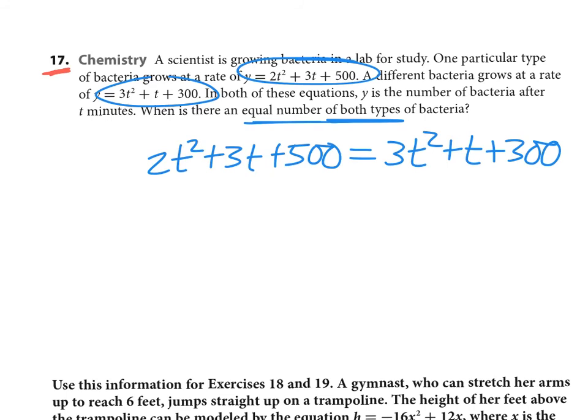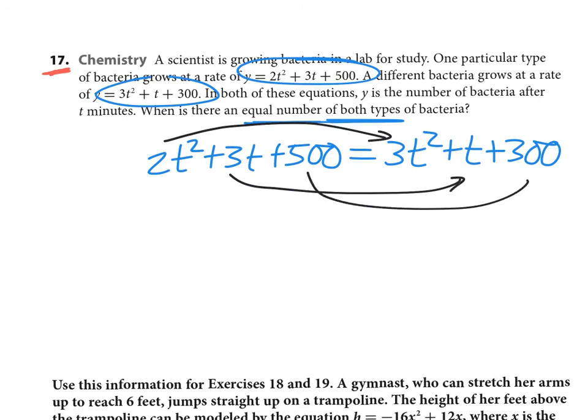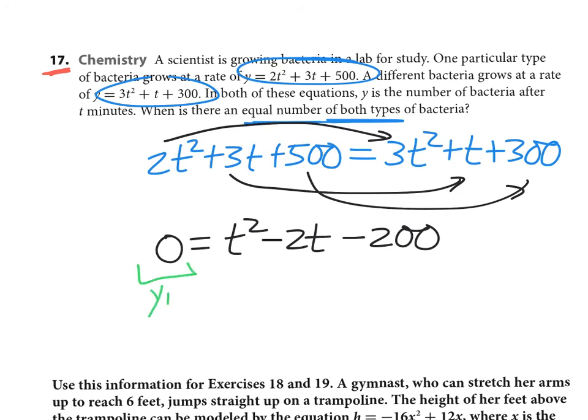You can either do this as y1 and this is y2 and find where those intersect. I'm going to change mine up a little bit. I'm going to go ahead and get it all set equal to 0. So what I'm going to do is I'm going to move that over here, that over here, and that over here. So that's going to give me 0. I subtract the 2t squared, so that'll give me t squared. Subtract the 3t, that's going to give me negative 2t. Subtract the 500, that's going to give me negative 200. And what I'm going to do is I'm going to set that as my y1. This is my y2. Go to your calculator, find where they intersect.